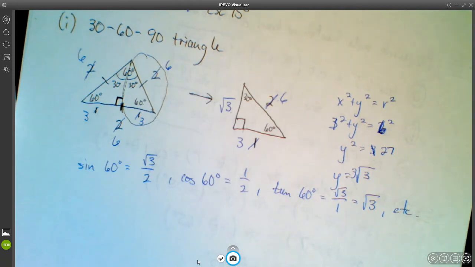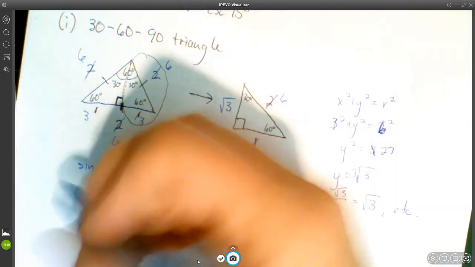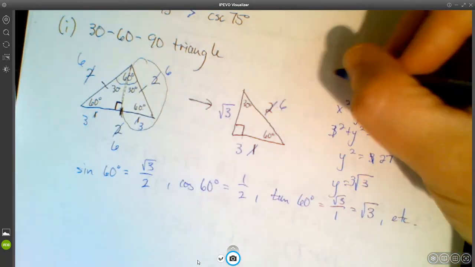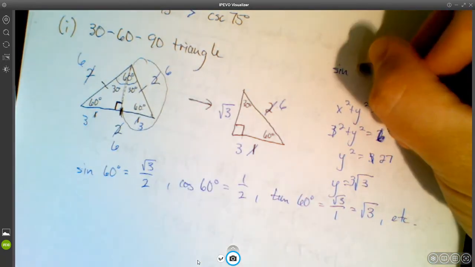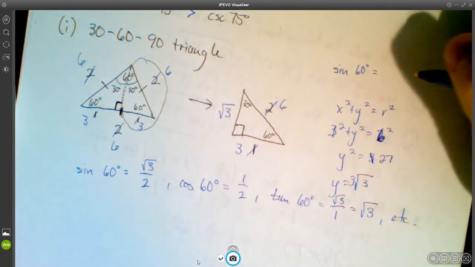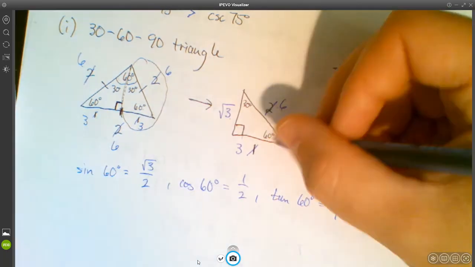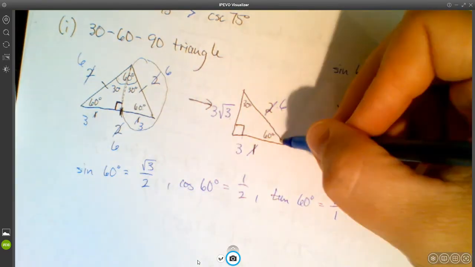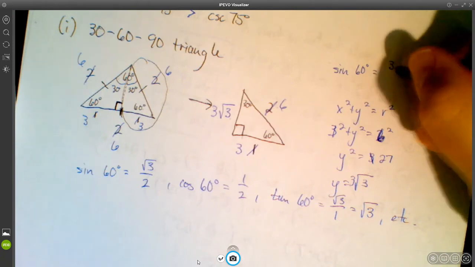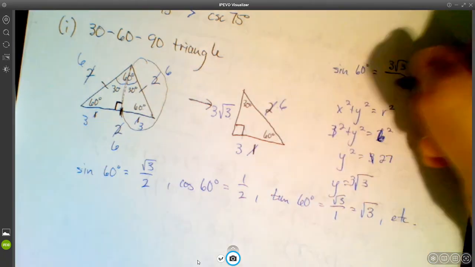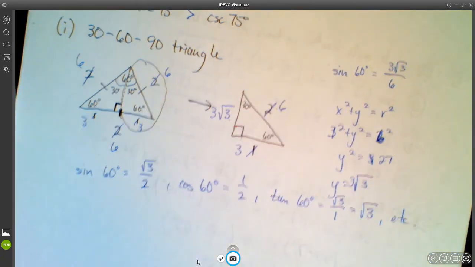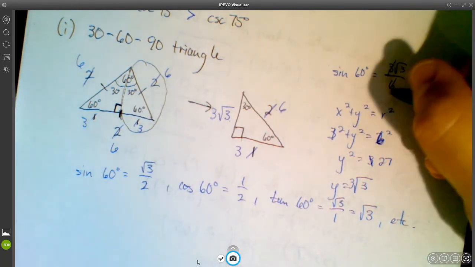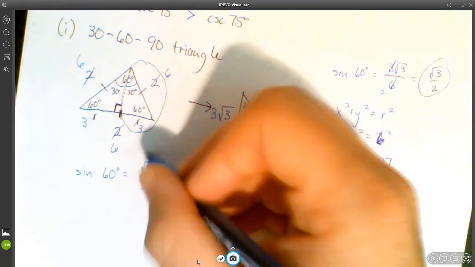Okay? So when I went to find sine of 60 degrees, I'll do it up here because I don't want to mess up what I have down here. This would have been 3 root 3, right? So sine of 60 degrees would have been 3 root 3 opposite over hypotenuse, 6. But notice that you can reduce, right? You can reduce and you get root 3 over 2, just like we got before.